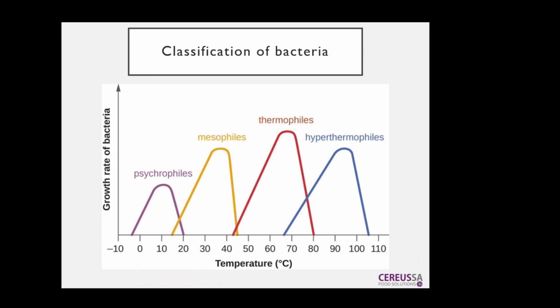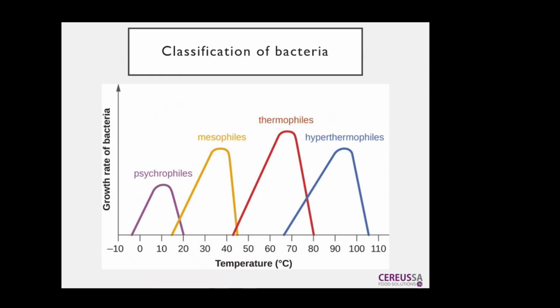Bacteria can also be classified according to their temperature growth requirements. There are bacteria that grow optimally at colder temperatures. These are called your psychrophiles. A large group of bacteria like to grow at body temperature. These are called the mesophiles. Then there are bacteria that can withstand high temperatures, and they are called the thermophiles.